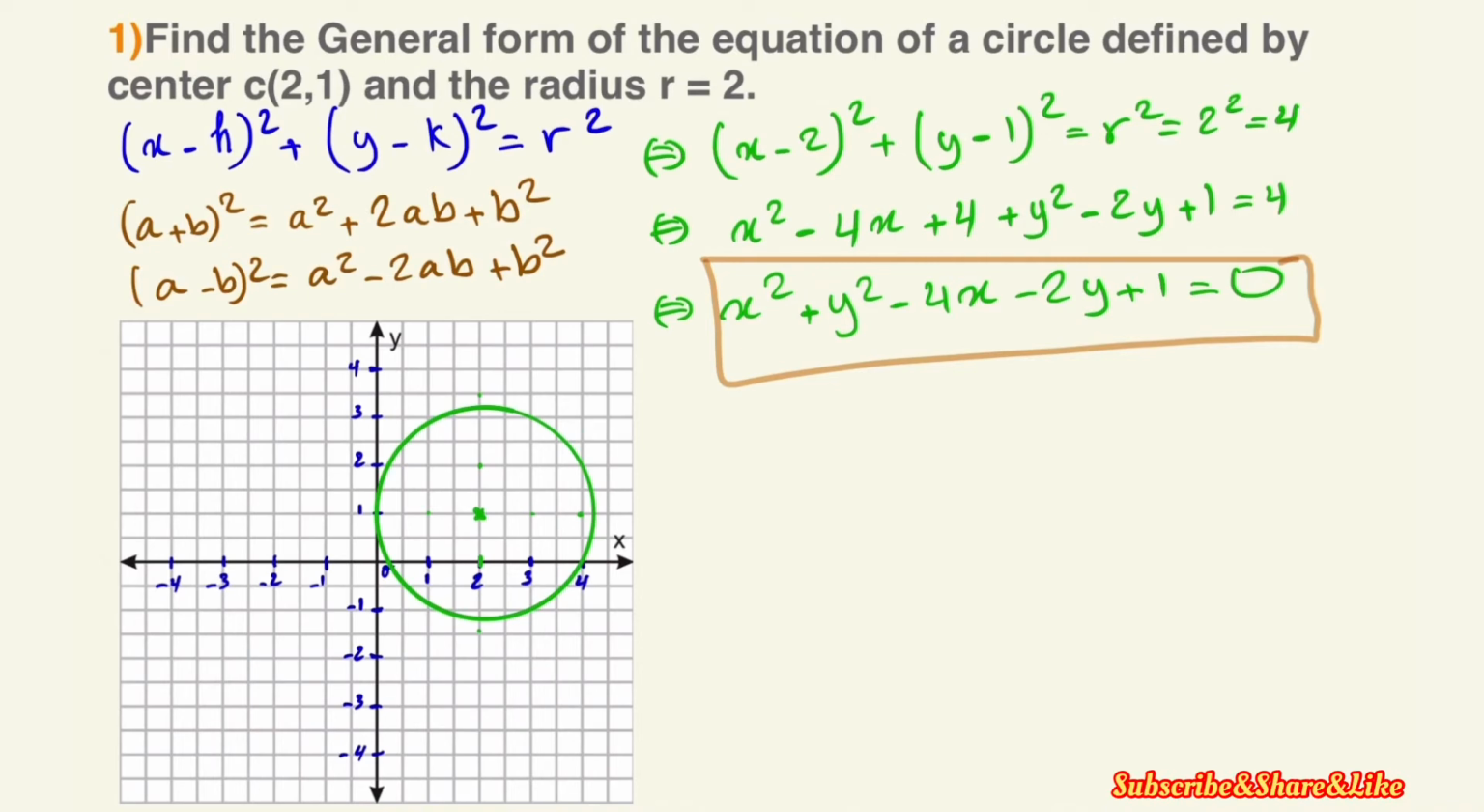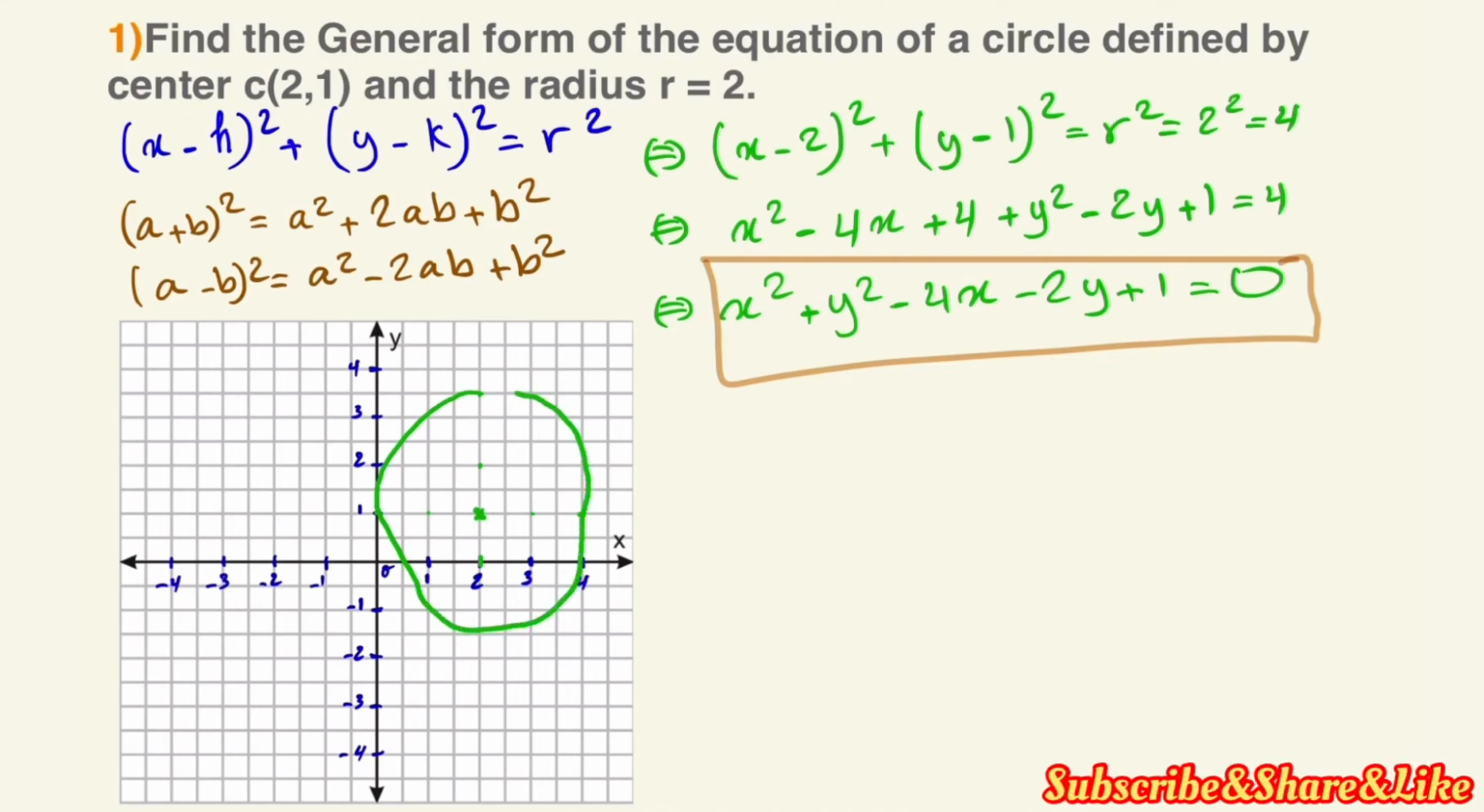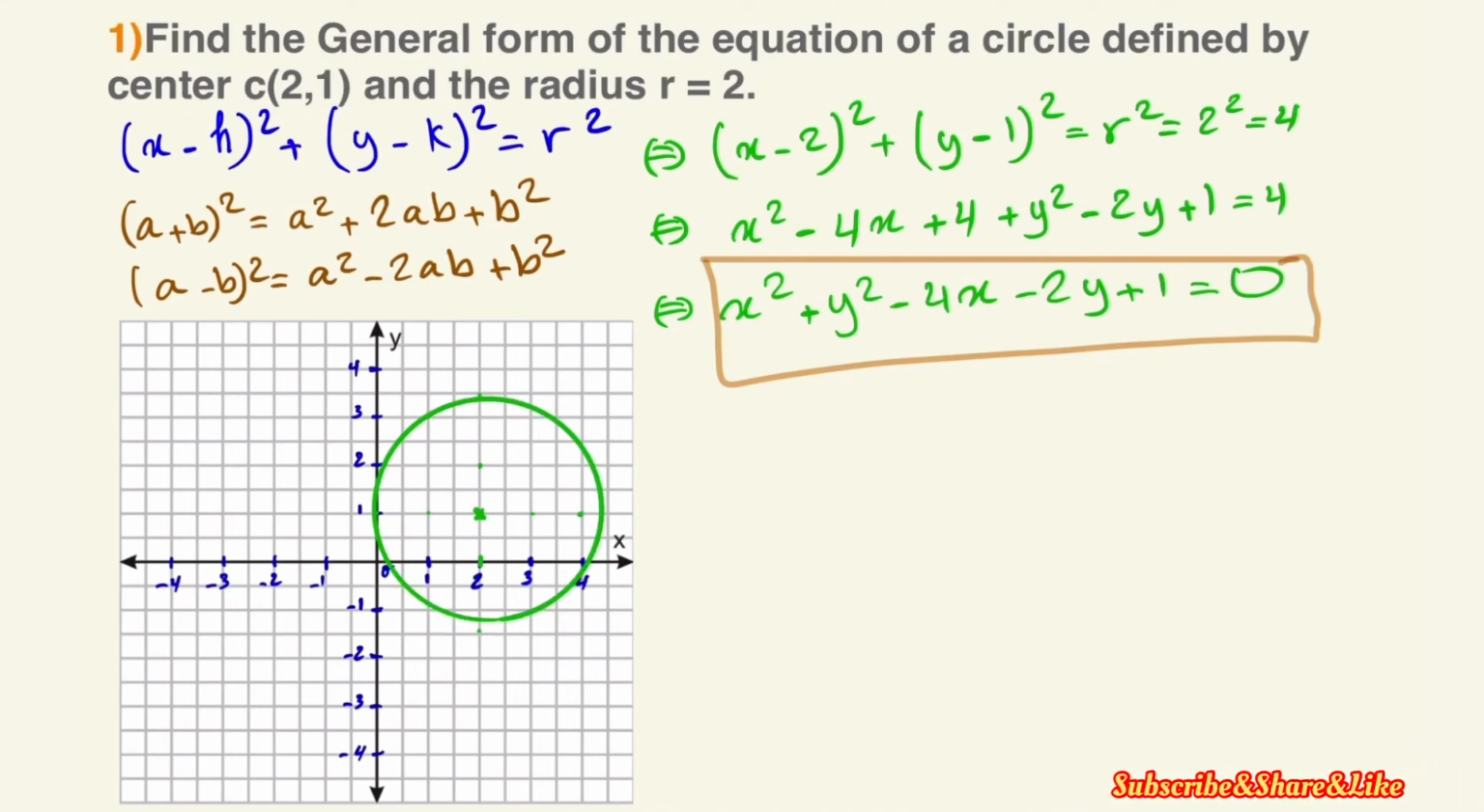So it's going to be something a little bit bigger. Something like this. So this will be the center here, and the radius is just 2. So let's do the second example.